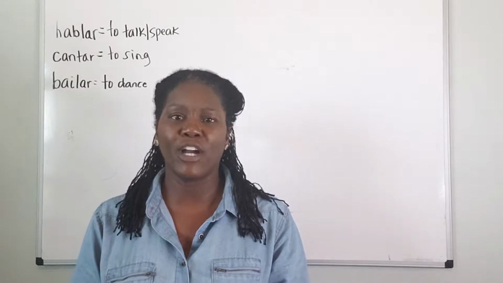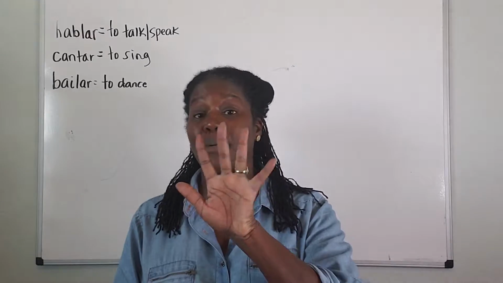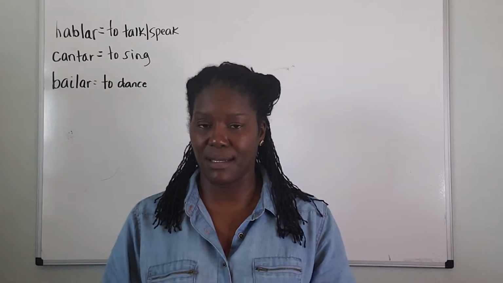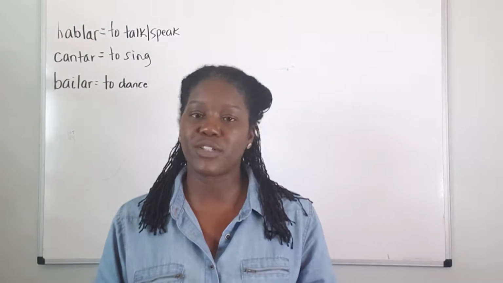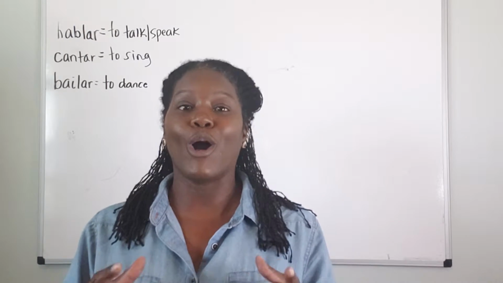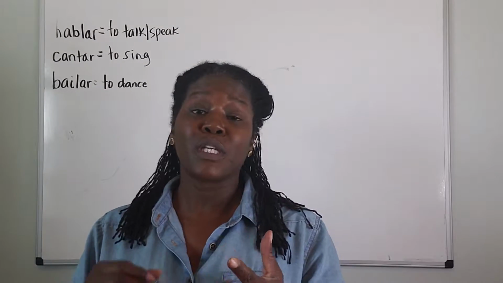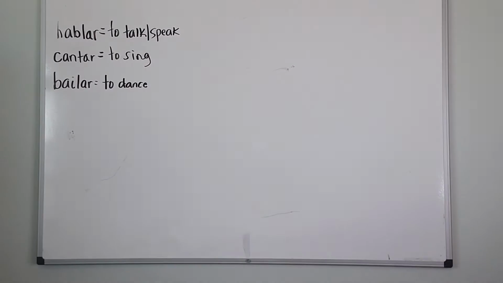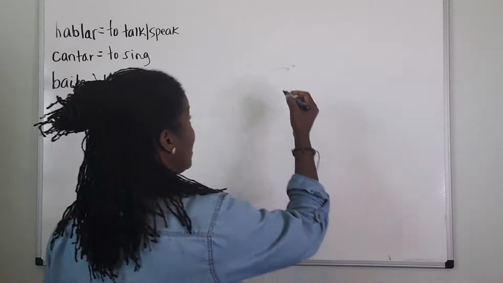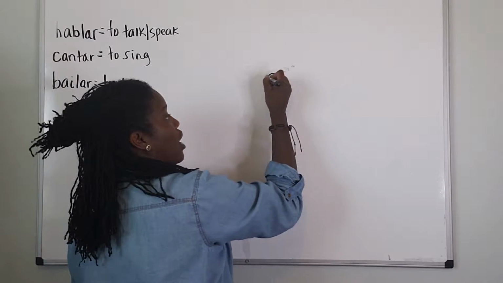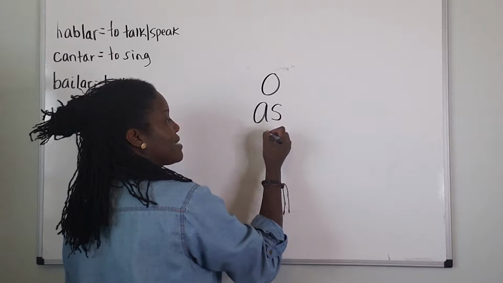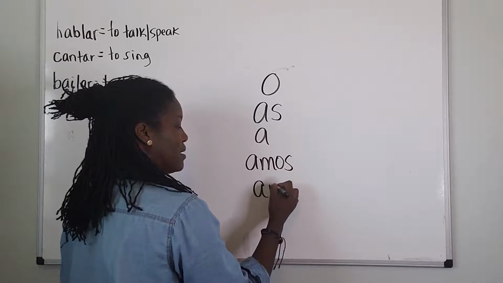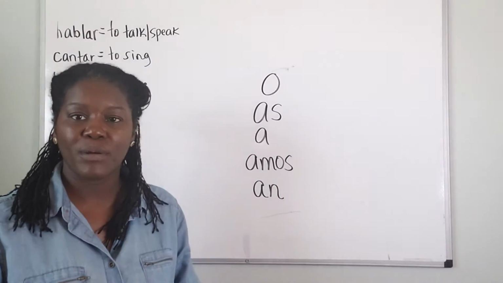So with learning the AR verb conjugation, all you need to remember is 5 endings, and we are talking about AR verbs in the present tense. So we're not talking about future, we're not talking about past, we're only talking about the present tense. So when you learn these 5 endings, you're only talking about the present tense. And so the endings that you have to remember are o, as, a, amos, an.